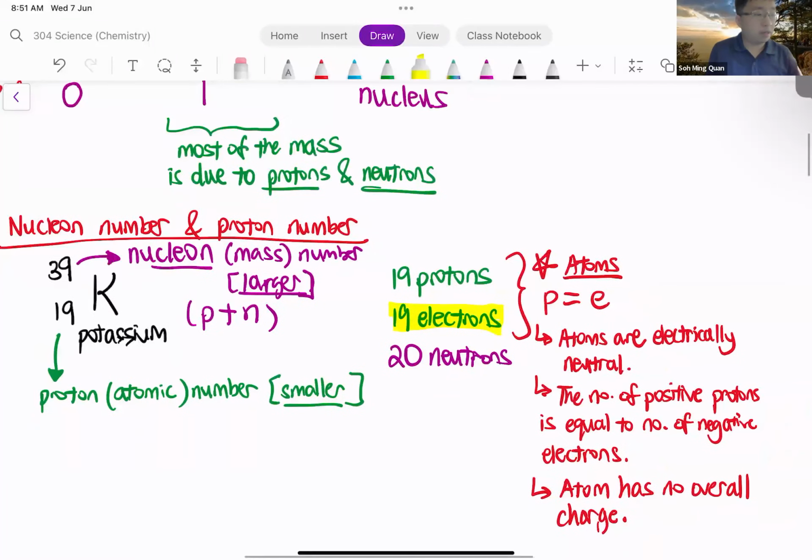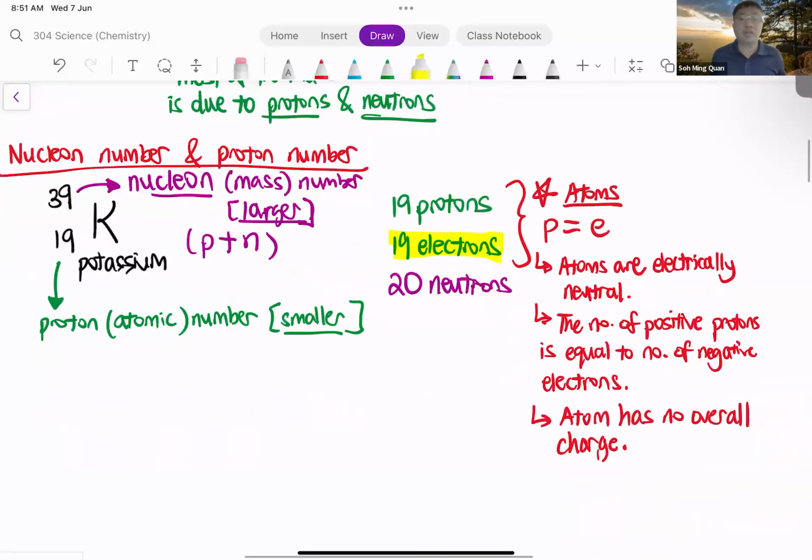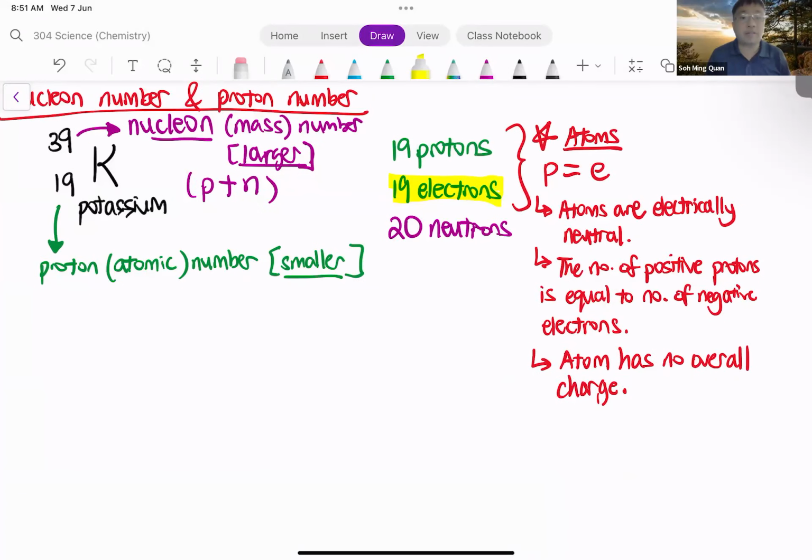Before we go on to electronic configuration, please ensure you have copied down these notes. And when you're done, please give me a thumbs up so that I know you're done.